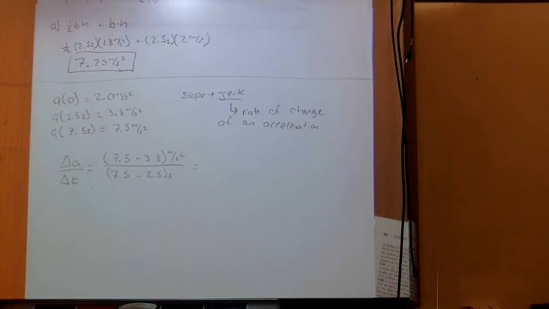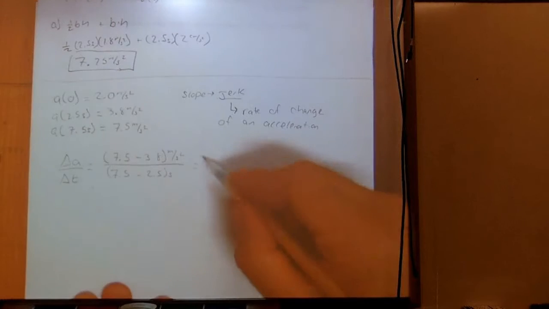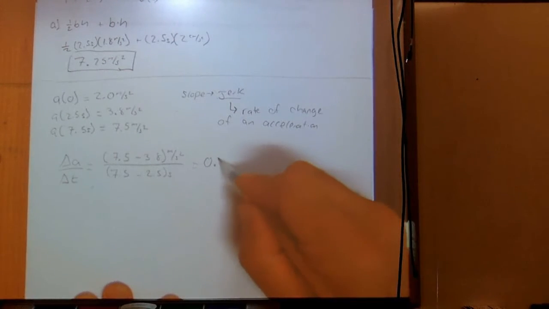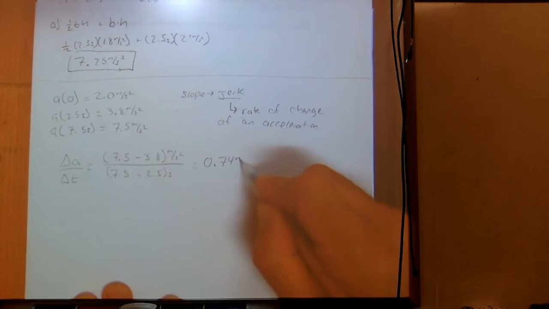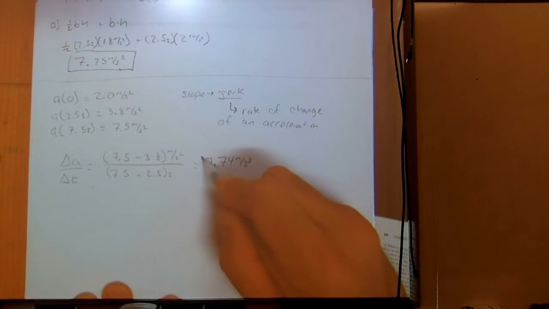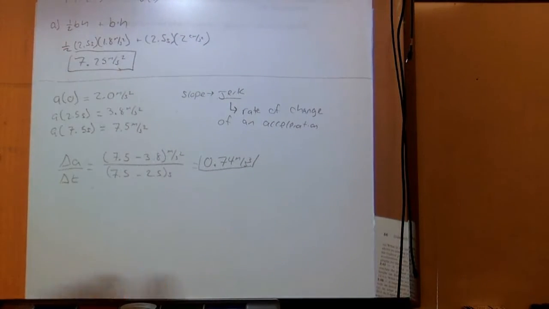7.5 minus 3.8, divide that by 7.5 minus 2.5. That would yield something along the lines of 0.74 meters per second cubed. Now that meters per second cubed, again, that is my jerk.